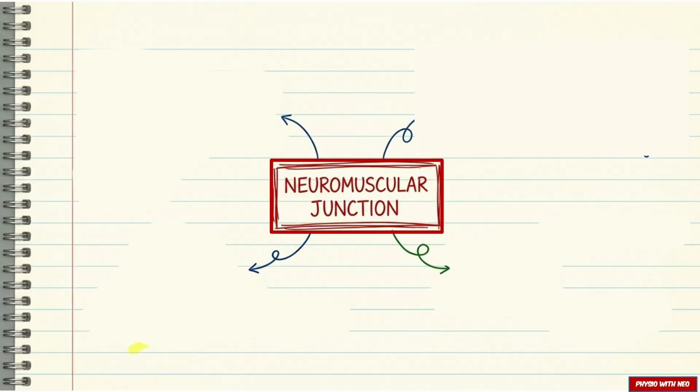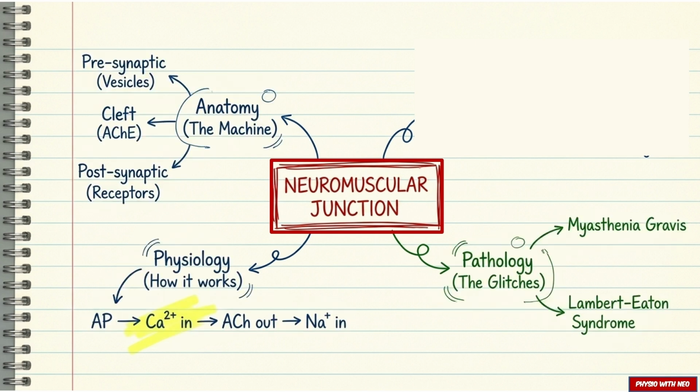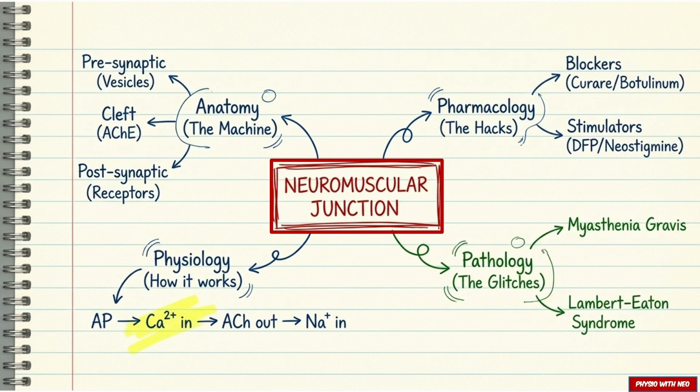First, see the entire chapter in one glance. In the center is the neuromuscular junction. Everything in this chapter revolves around just four ideas. First is anatomy, then physiology, then pathology, and then pharmacology. If you remember these four branches, the whole chapter becomes easy.